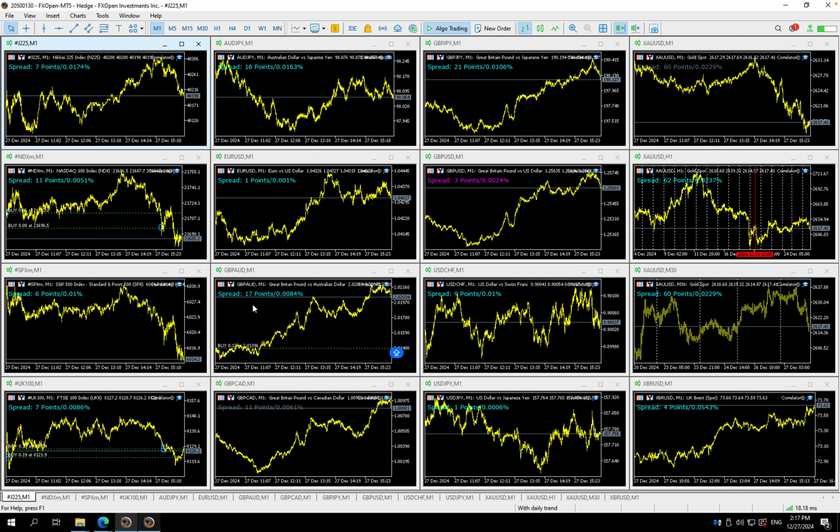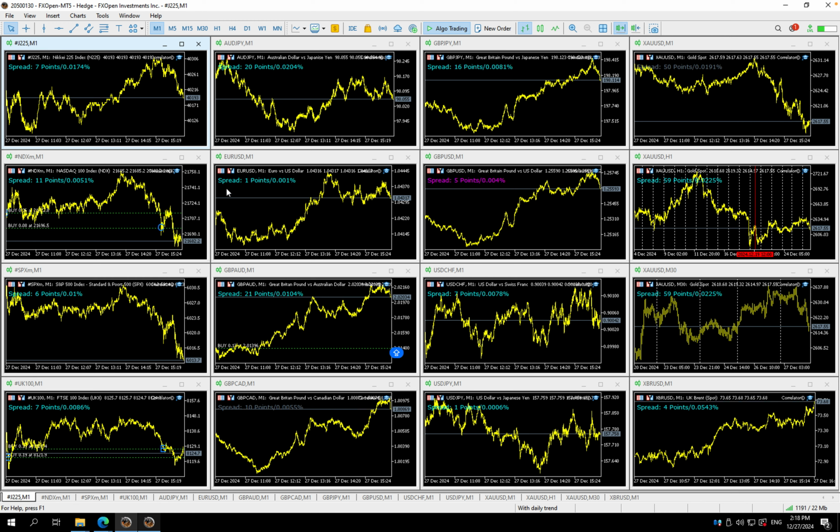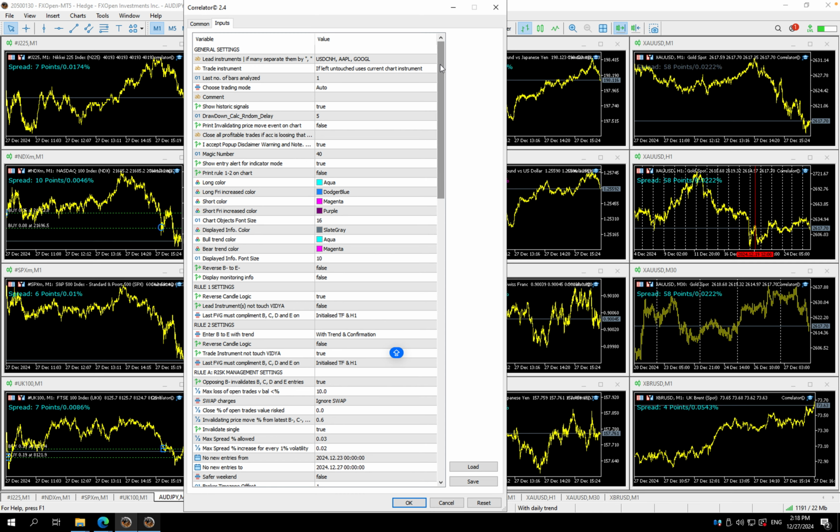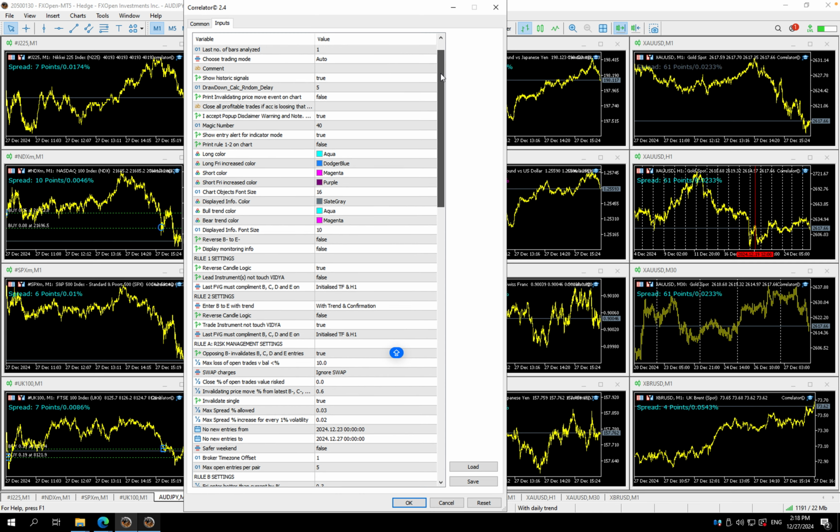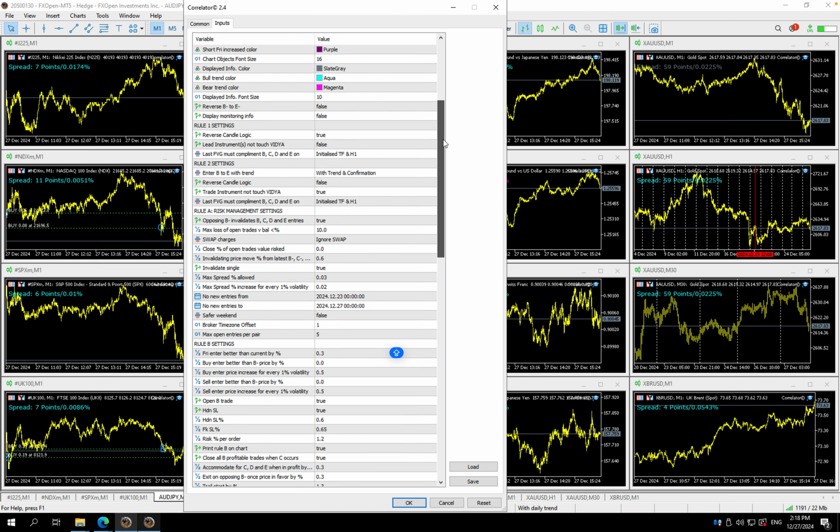It runs on any broker, on any time frame, on any instrument. However, a tested and tried strategy has to be devised for each broker and for each instrument. So that's what we've done, and each of these markets have their own strategy and particular values entered into the EA.